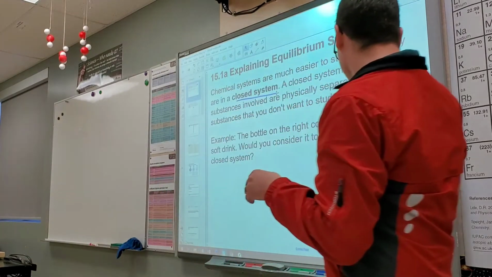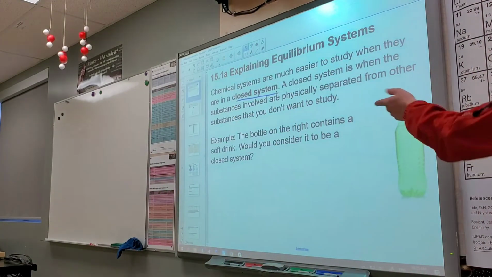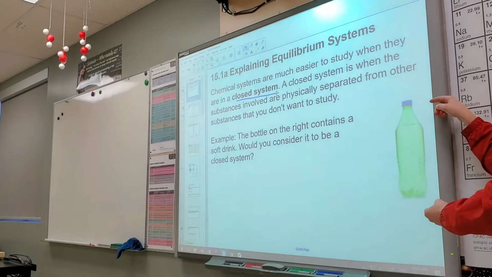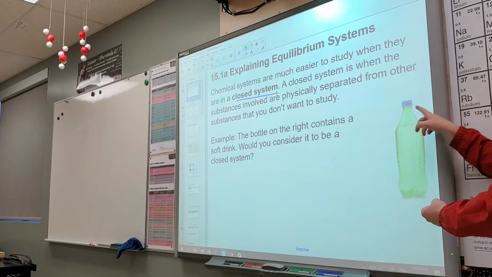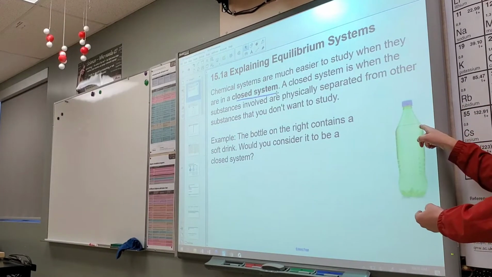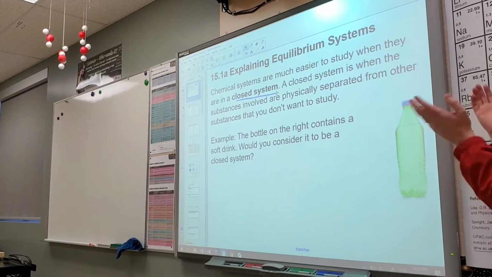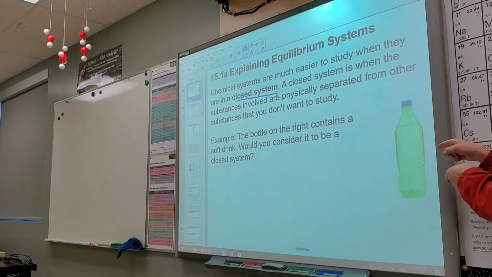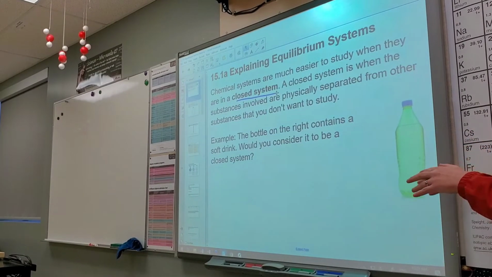So let's take a look at this pop bottle on the side here. The bottle on the right contains a soft drink. Would you consider it to be a closed system? Are the substances inside physically separated from the substances outside? They are right now. How can you turn this closed system into an open system?